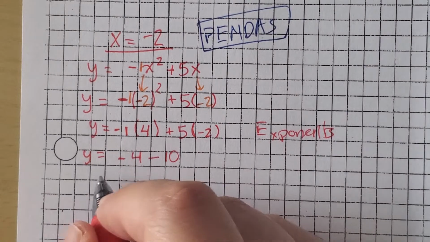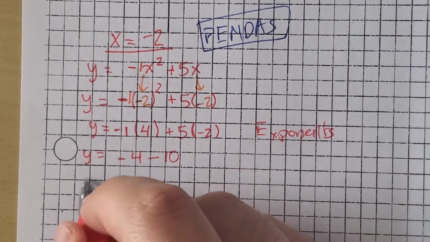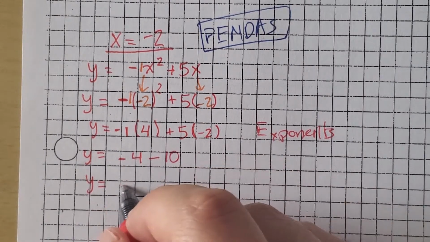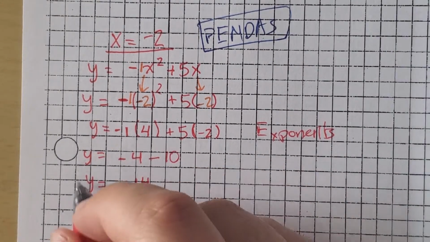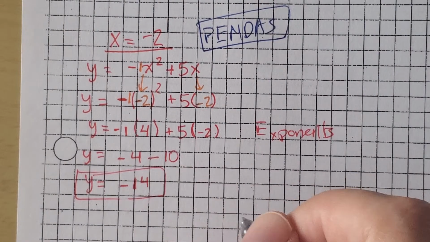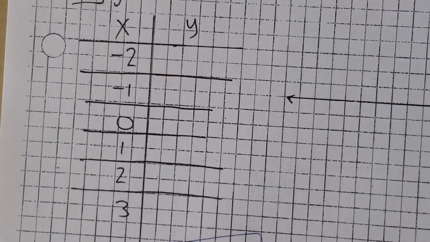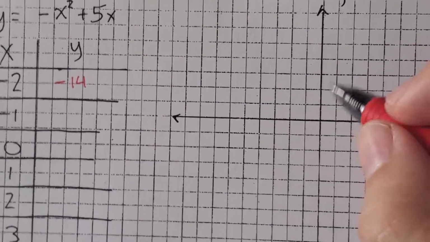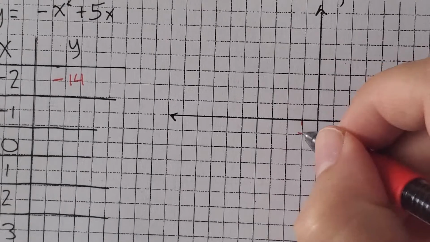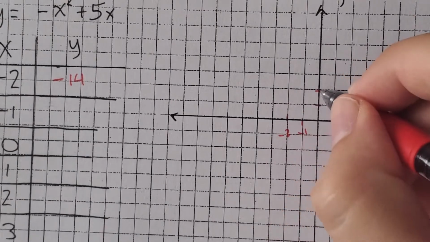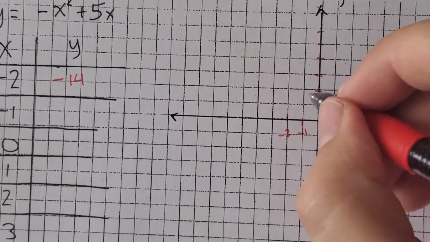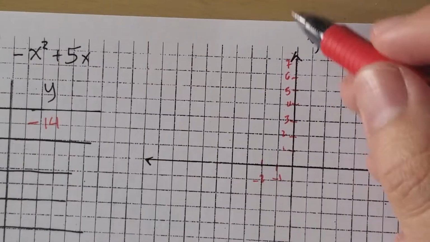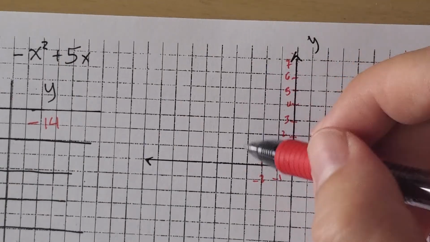And then I can subtract these two or combine them. Now watch out, it's a -4 minus a 10. I'm making it more negative. So this is actually -14, which is over here. So when I go on my table for -2, it's going to be -14. And then I'm going to plot this over here. So notice I have -1, -2, now 1, 2, 3, 4, 5, 6, 7. So I ran out of space over here, but you guys can see that's going to be way over here.